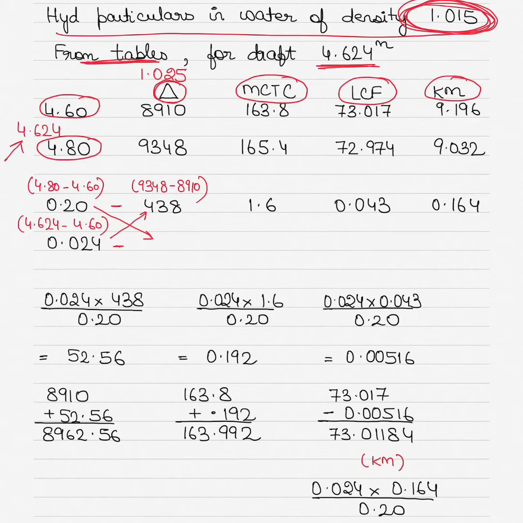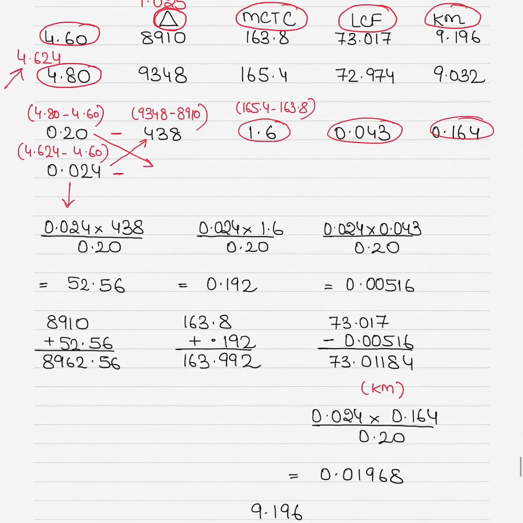And we will do the same for the MCTC value, the LCF value, and the Km value. So this MCTC value is again a difference between 165.4 minus 163.8. So we will do an interpolation from here, and I'll show that to you. So I don't want to confuse you right now. Let me address it one by one. Otherwise you guys will get confused. So let's solve the displacement problem first.